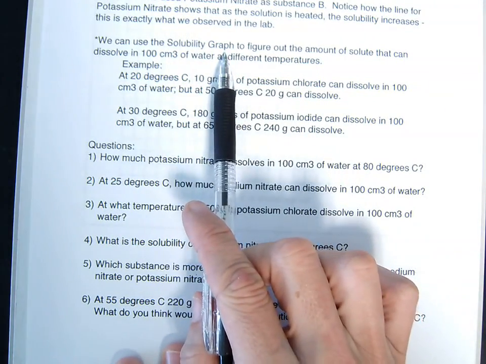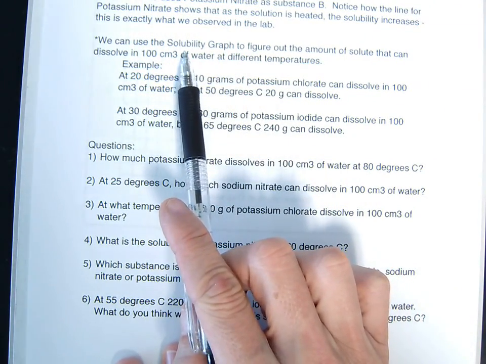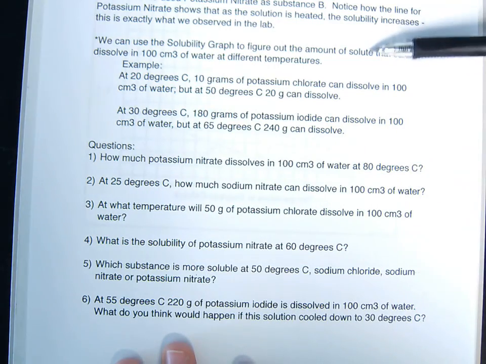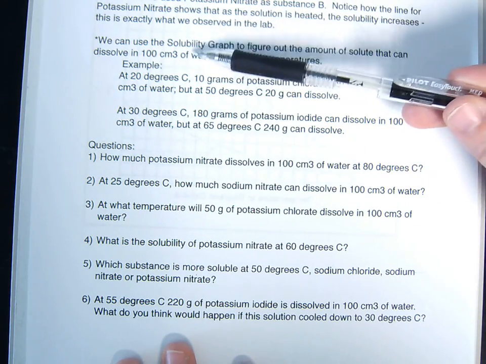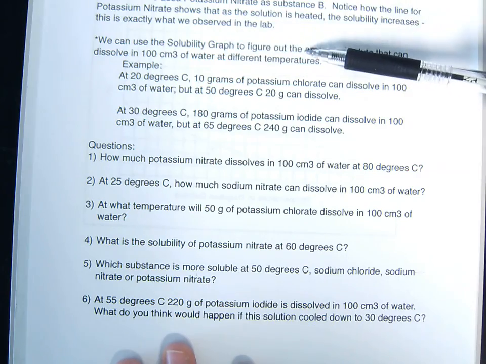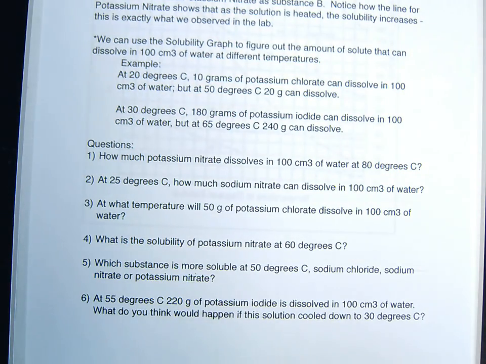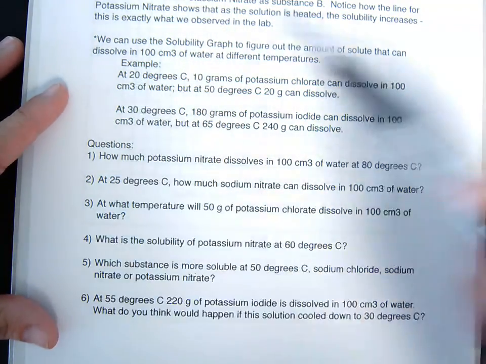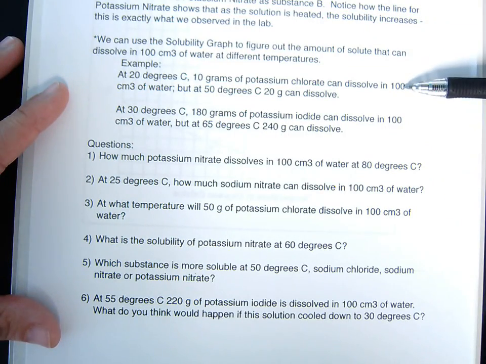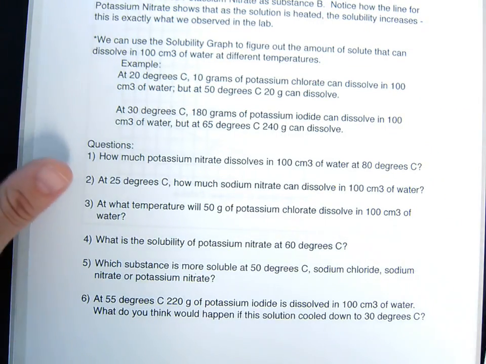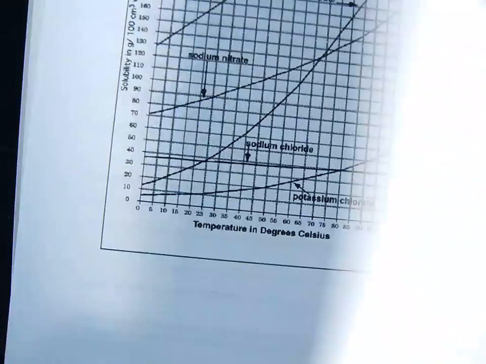So here are some examples. We can use the solubility graph to figure out the amount of solute that can dissolve in 100 cubic centimeters of water at different temperatures. For example, and let's see if I can find a graph to put side by side so we don't have to keep flipping. This one says at 20 degrees, 10 grams of potassium chlorate can dissolve in 100 cubic centimeters of water. So here's where that is on the graph.